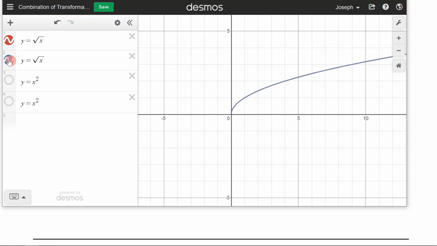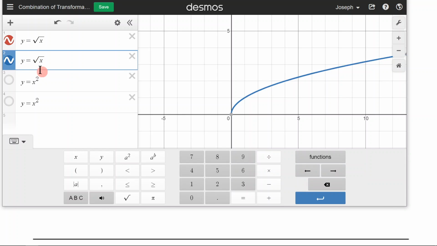Let's now draw another graph here, the square root of x again, and apply the transformations we were told. So the first thing that we did was we had a dilation of a factor of 2 from the x-axis, and we know that that just means we put a 2 in front of the whole thing. And as you can see, it dilated away from the x-axis.